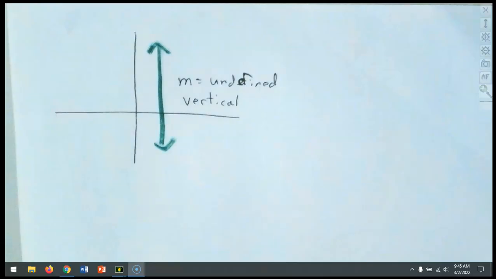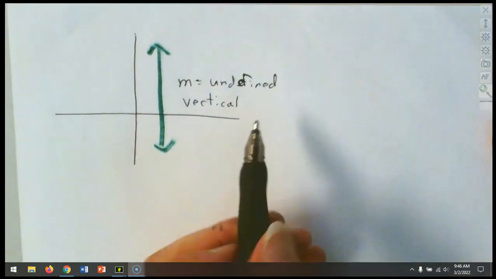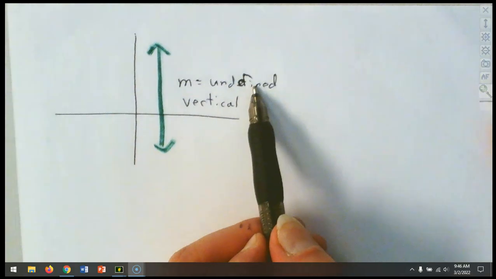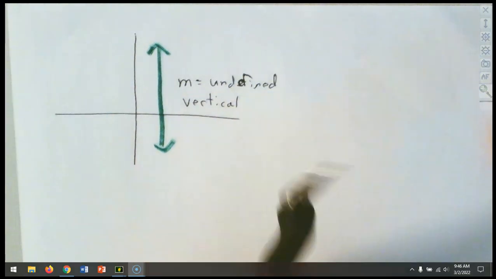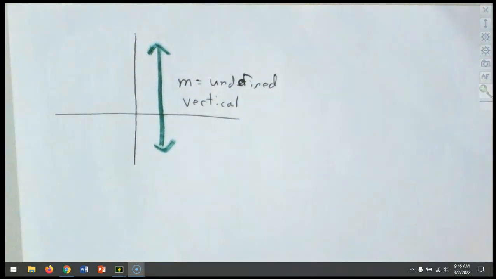Okay. And why is it undefined? Well, we go back and we think about our definition of a slope. It's rise over run. And you're not going left or right any. You're only going up and down. And when you take a number and divide it by 0, that can't happen. That's called undefined. So just remember that vertical lines are undefined when it comes to the slope.